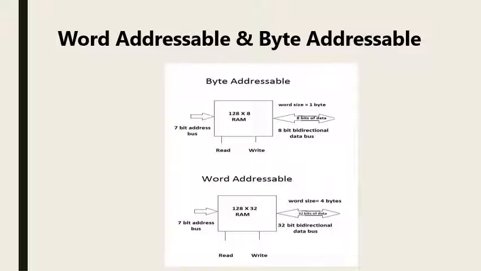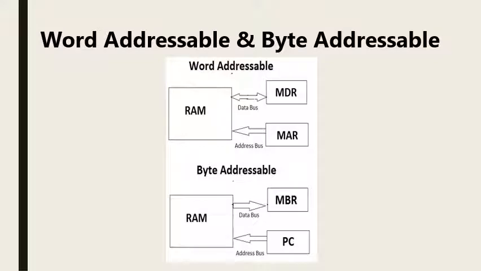Byte addressable memory is read only, that is, we cannot write to it, but word addressable memory can be read and written both. In word addressable memory, we need two registers, the memory address register and the memory data register, that is, MAR and MDR. The size of these registers depends upon the computer architecture.